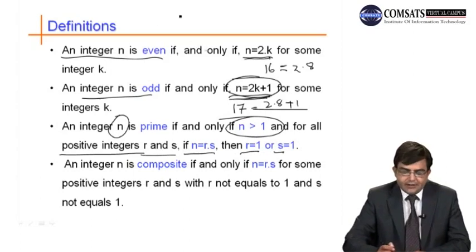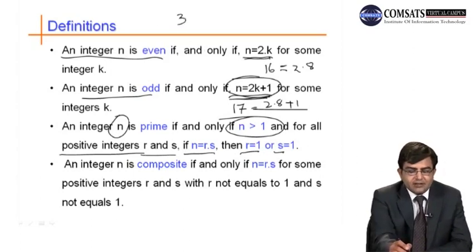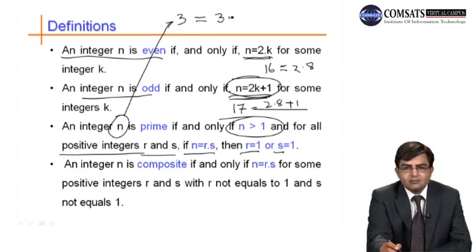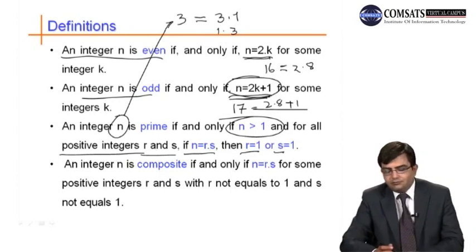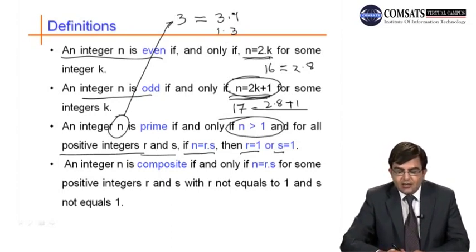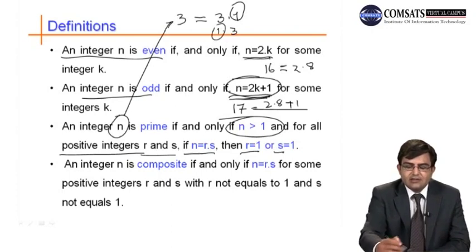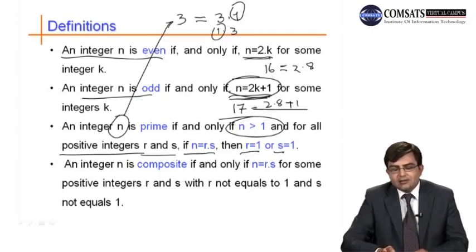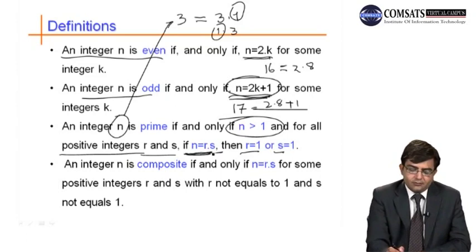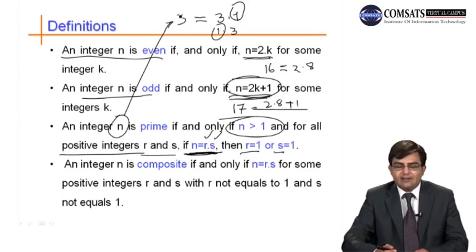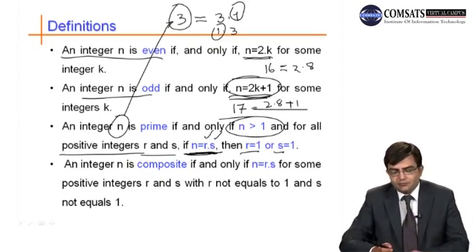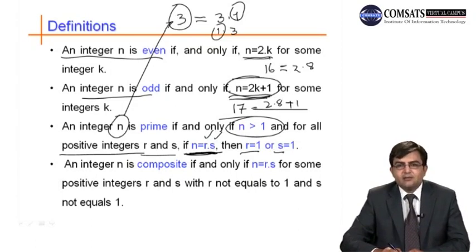So how do we interpret it? For example, we have 3 as n. Then 3 can be written as 3 into 1 or 1 into 3, as a product of two integers. So here we can see that one of these two integers is 1. At least one of r or s is 1 means there are no other factors of these integers. Such integers are called prime numbers.